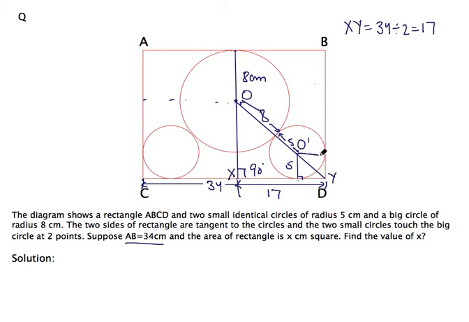And how about this? This is also the radius of the circle, which is 5, right? Now since this is 5, this is also 5. So we can find this O dash Y. How? Using Pythagoras theorem, as we know that this is 90 degrees. This line is tangent to the circle.